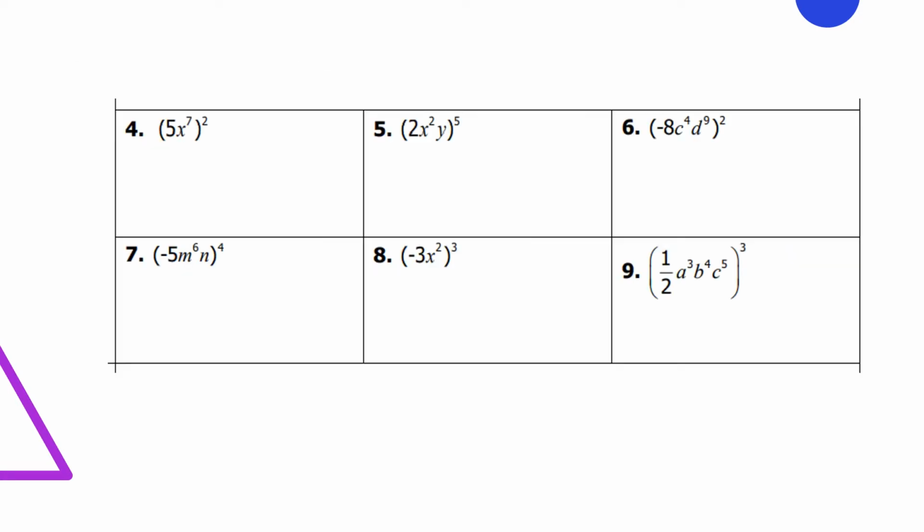We have 5x to the 7th squared. So I'm going to rewrite this. I have 5 squared x to the 7 times 2 power. 5 squared is 25, and then x to the 14th.